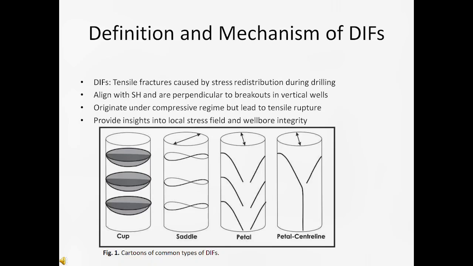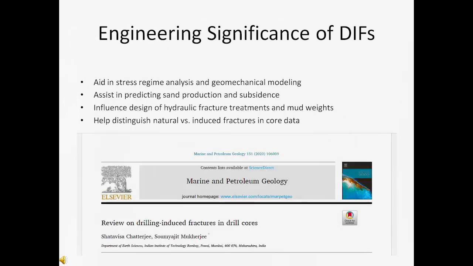Figure 1 in the paper introduces us to the different morphologies associated with DIFs, including disc, pedal, pedal centerline, and saddle types. The role of DIFs in subsurface characterization is multifaceted. They allow us to determine both stress orientation and its relative magnitude. For example, by identifying fracture types and their orientations, we can distinguish between extensional and compressive stress regimes. Moreover, DIF analysis can predict problematic drilling zones, prevent wellbore collapse, and optimize mud weight design. In mature reservoirs, DIFs are also used to model fracture networks and analyze reservoir connectivity.